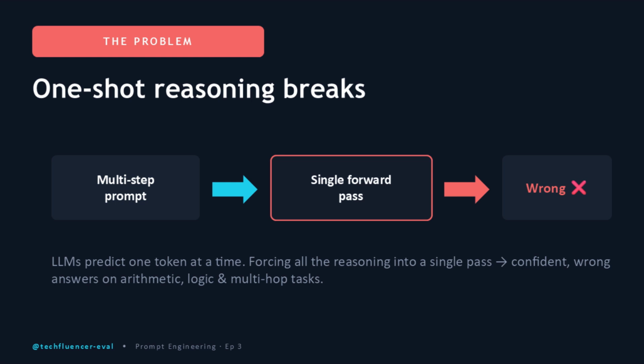Start with the problem. A large language model generates text one token at a time, each token conditioned on the ones before it. When you ask for the answer to a multi-step problem directly, you force the model to compress all of that reasoning into a single forward pass. For anything involving arithmetic, logic, or several dependent steps, that compression fails, and you get a confident, wrong answer.